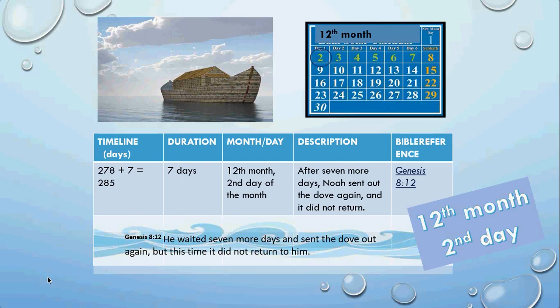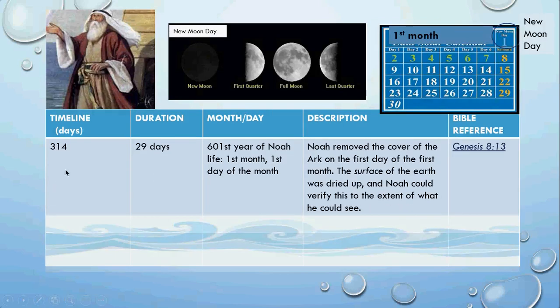And there's our time stamp. We're on the 2nd day of the 12th month now. Now we have 314 days. We have 29 days.